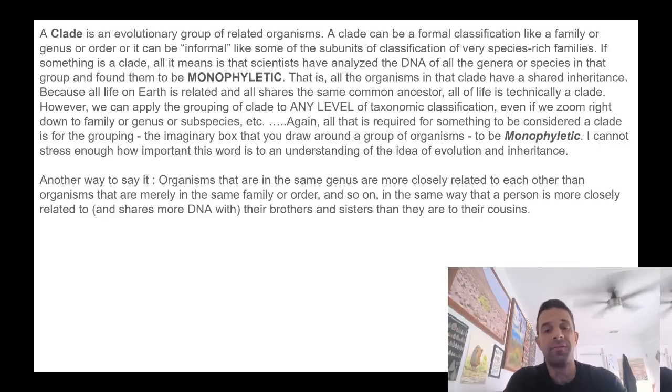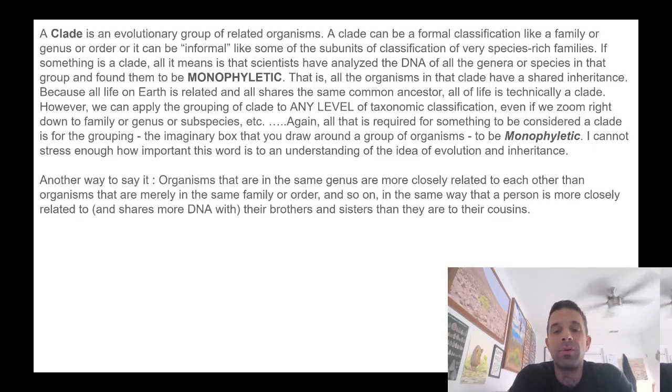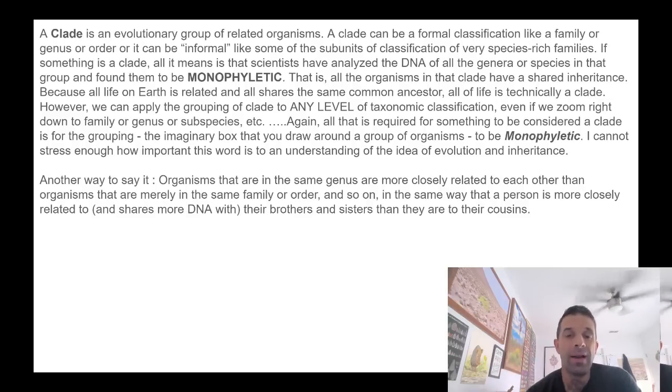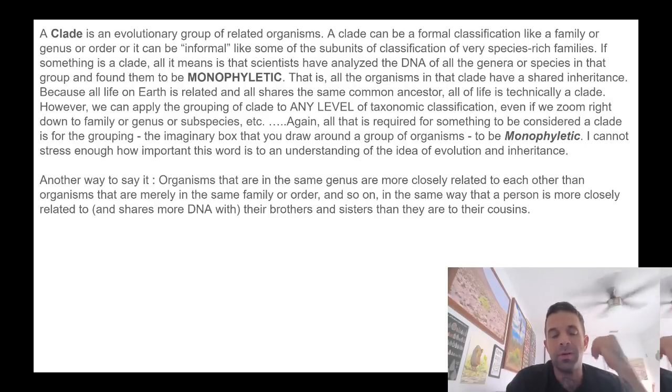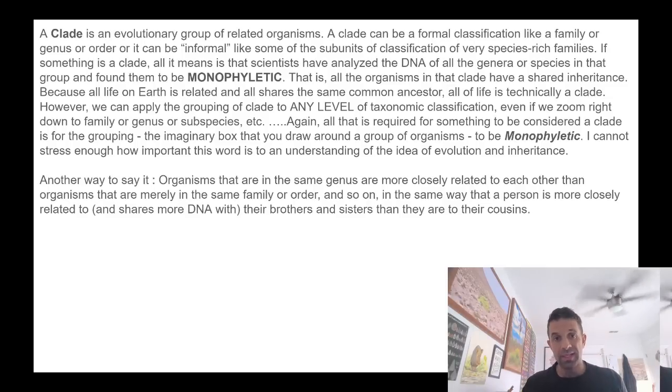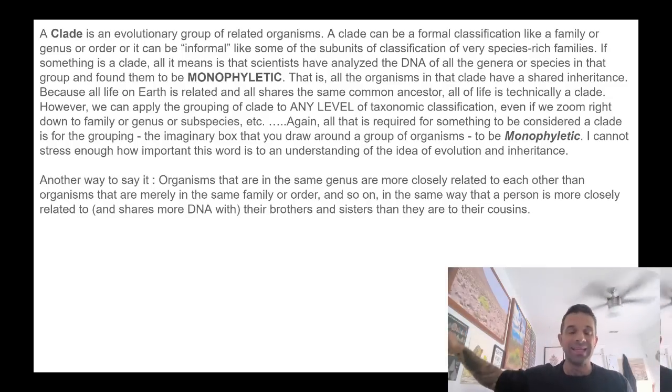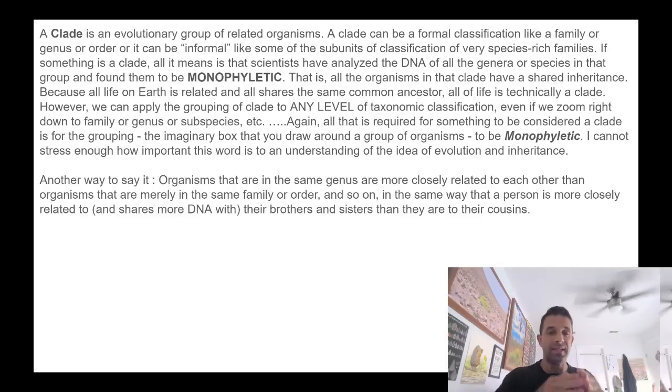So what does it mean to be monophyletic? All the organisms in that clade have a shared inheritance. Monophyletic is the desirable one of the three different phyletic designations: monophyletic, polyphyletic, and paraphyletic. You only want things to be monophyletic. When we are grouping things into a clade, whether it's a family or an order or whatever, they need to be monophyletic. We need to make sure that everything in that family is more closely related to everything else in that family than it is to anything outside of that family designation, that box that we're drawing around that group.